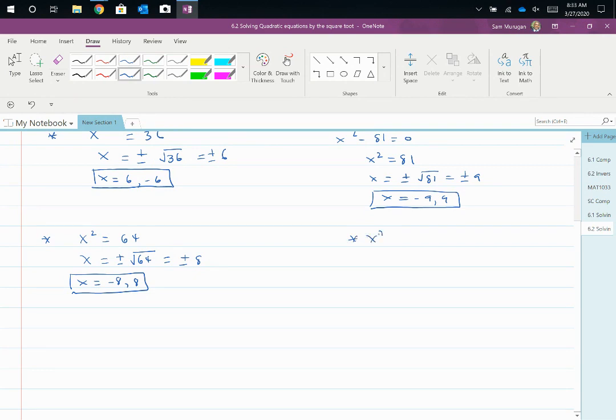If x squared is equal to 200, x is equal to plus or minus the square root of 200. We have to simplify the radicals, so this is 2 times 100. So this is plus or minus the square root of 100, which is 10 square root 2. So two solutions, 10 square root 2 and negative 10 square root 2.